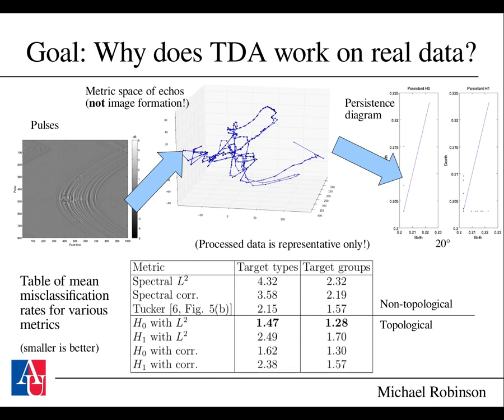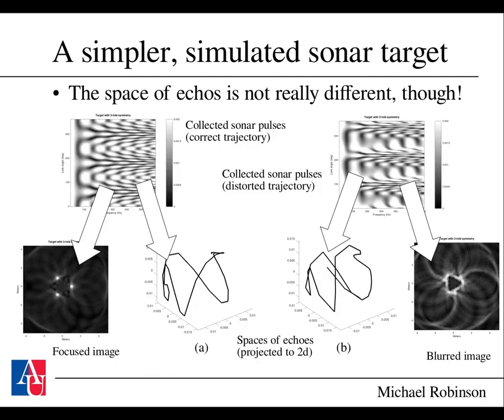And you can use the standard tools of topological data analysis like persistence diagrams to classify. If you do this, you get lower misclassification rates than the typical non-topological methods. And so really what I'm trying to understand is, why is this the case? And I think that what I'm going to tell you does provide some good answers.